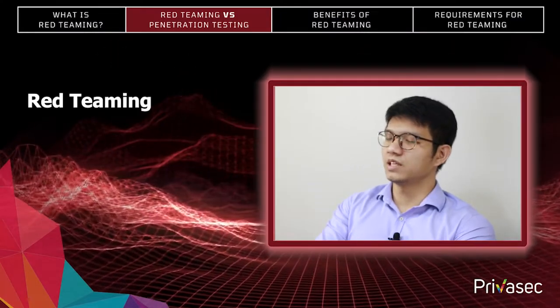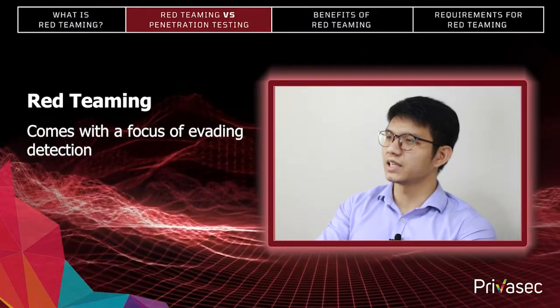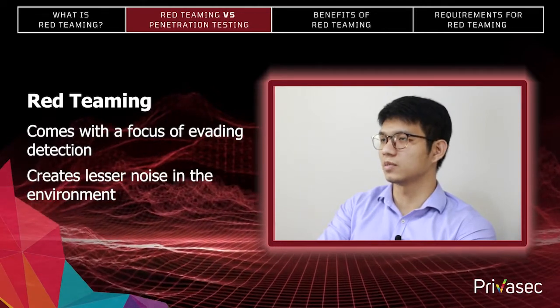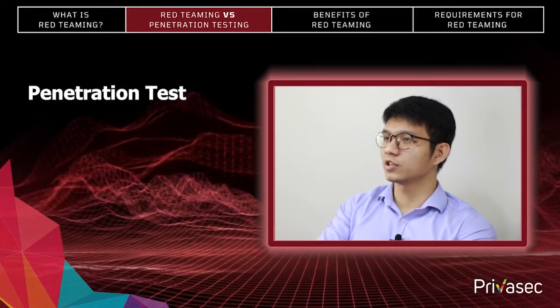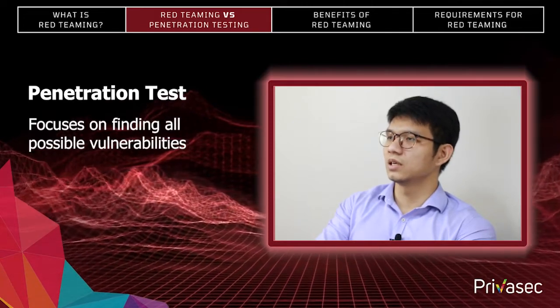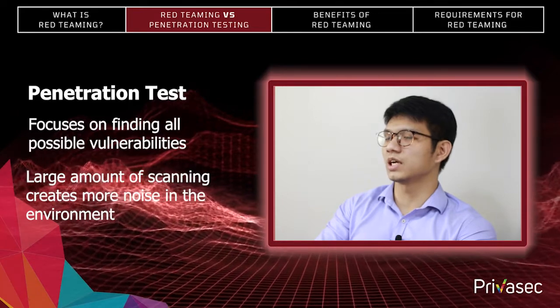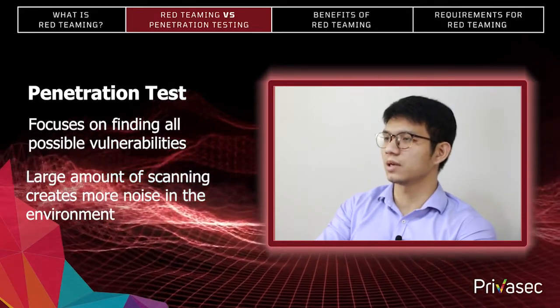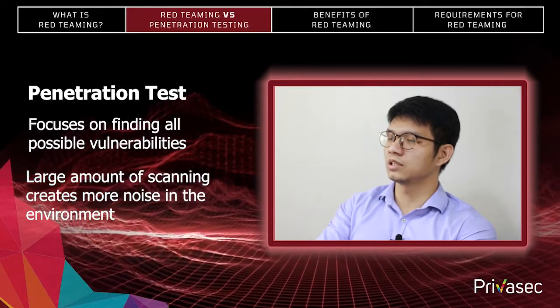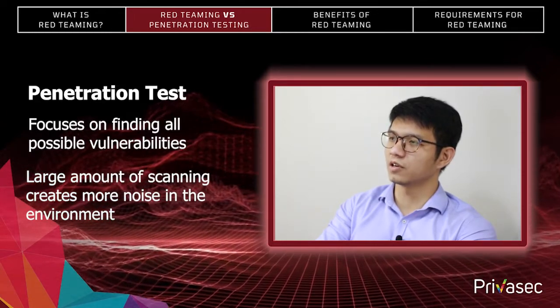Another difference that we're looking at here, right, would be that red teaming comes with a focus on evading detection, and as such, it generally creates less noise within your environment, whereas a traditional network infrastructure penetration test focuses on finding all possible vulnerabilities. So by doing so, this will require a large amount of scanning of all the ports or the IPs within your environment, and this generally creates a larger amount of traffic and noise.